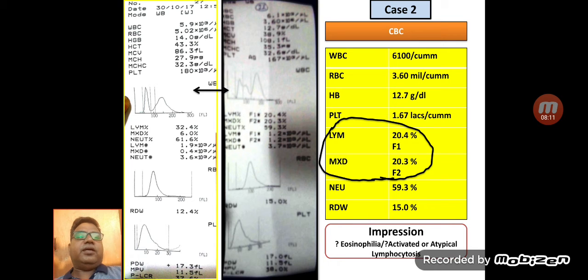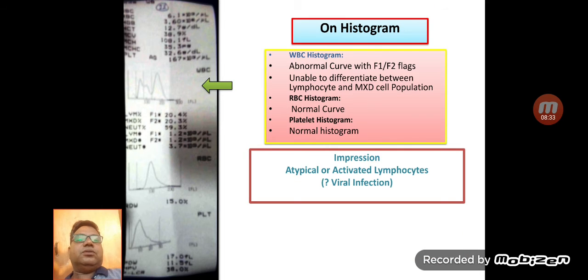So this is the second case. Here you can also see the F1 and F2 flags, and the total count is around 6100 per cubic mm. Again we can easily diagnose this condition, because most of the mixed cells are merging with the lymphocyte or F1 flag. So on the histogram you can see the changes very clearly. It is in continuation with the lymphocytes.